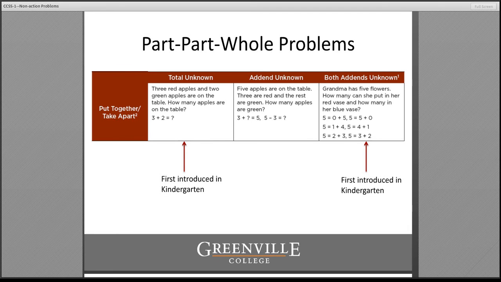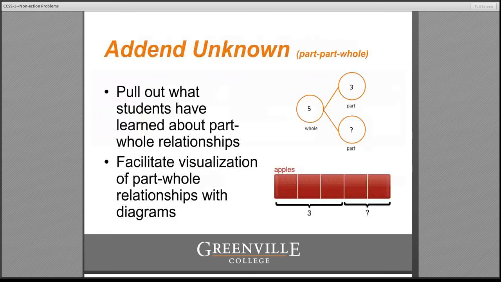We're going to take a look at the middle problem now since it's new. Before we go to the next slide, let's look at the problem. 5 apples are on the table, 3 are red, and the rest are green. How many apples are green? Note that the whole group is 5. We do know the value of one of the parts of that group, the 3 red apples. The green apples are a question mark. We don't know the quantity of the green apples.